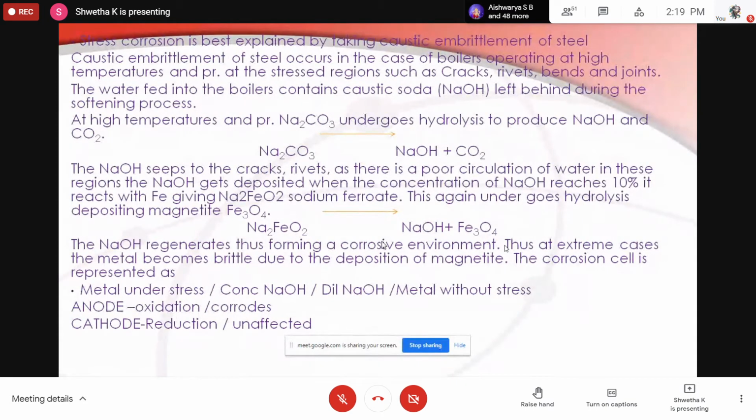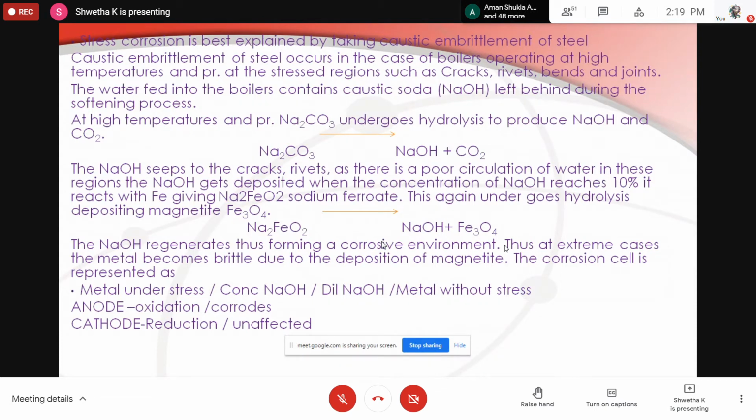So now the reaction starts. This Fe, meaning steel, and NaOH react. Once that reacts, there is a formation of sodium ferrate. What product are we getting? It is sodium ferrate. Inside only, now I am telling.